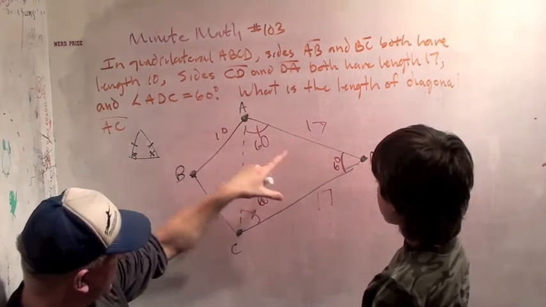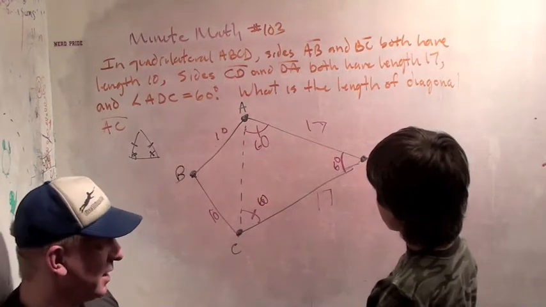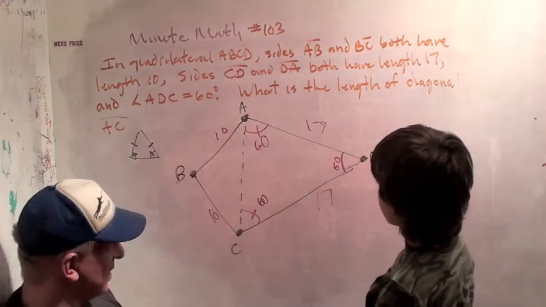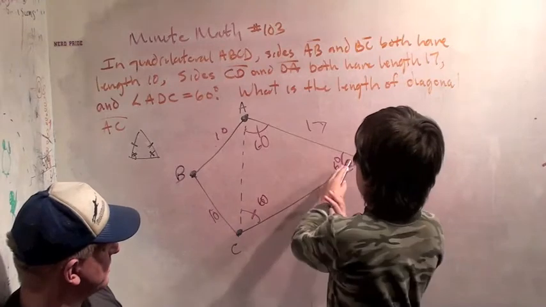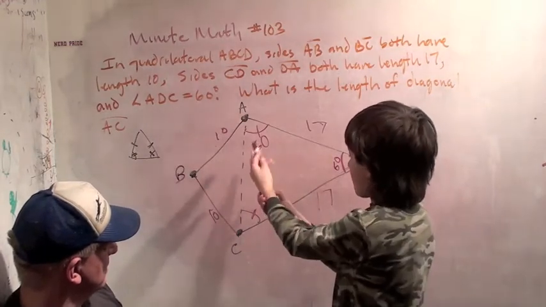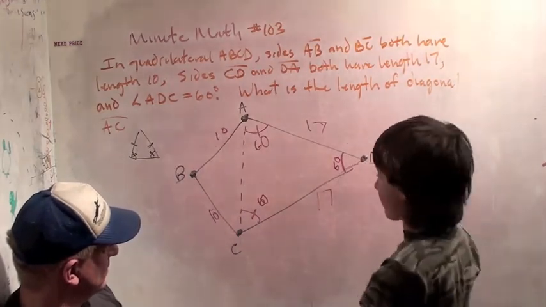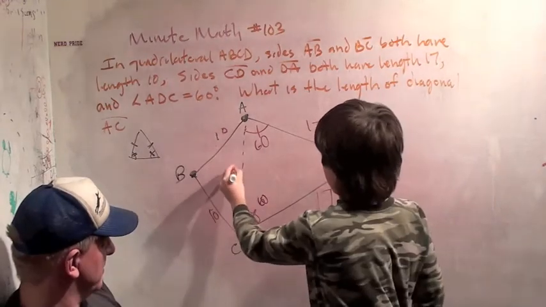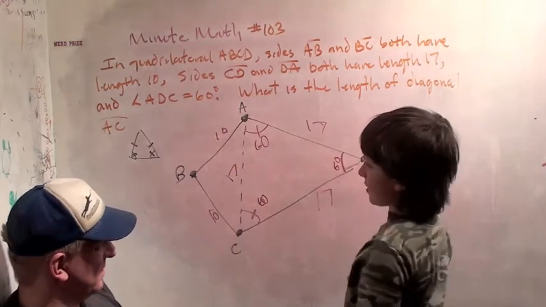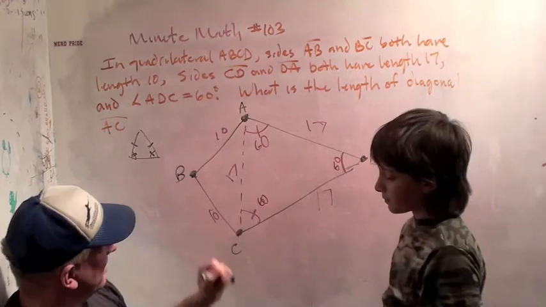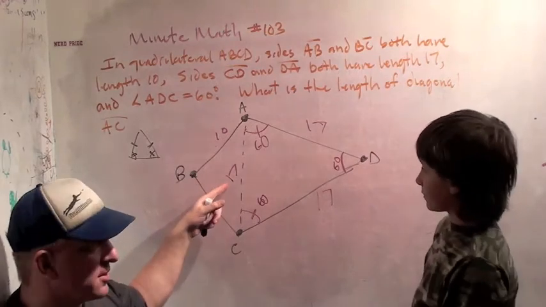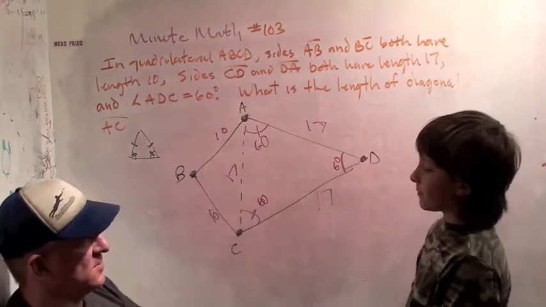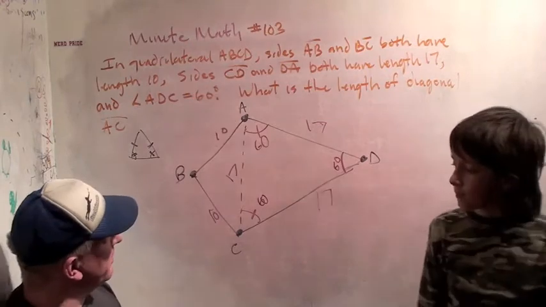So if all these angles are 60, how long is the line segment AC? It's 17. Why? Because all the sides are the same. It's an equilateral triangle. And hey, look, it's less than 20, just like we thought. Very good job, sweetie.